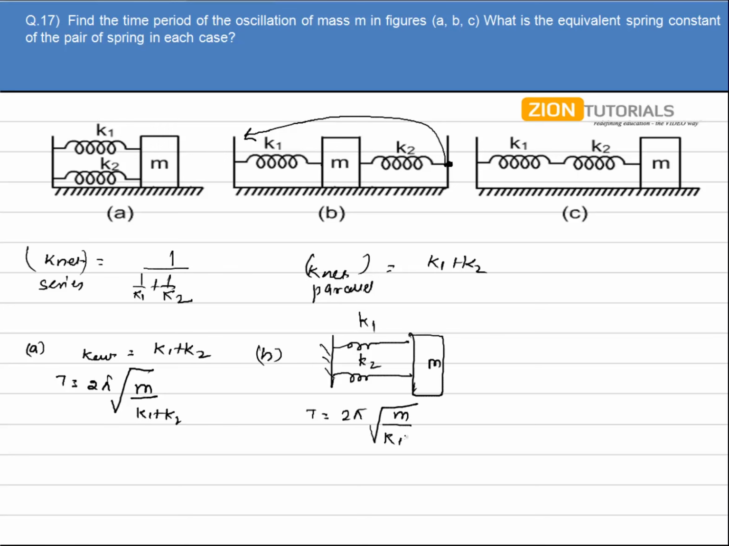In C part, K1 and K2 are in series, so K net will be equal to K1 K2 divided by K1 plus K2. So the time period will be equal to 2 pi under root of m by K net, that is m times (K1 plus K2) divided by K1 K2. That is the answer.